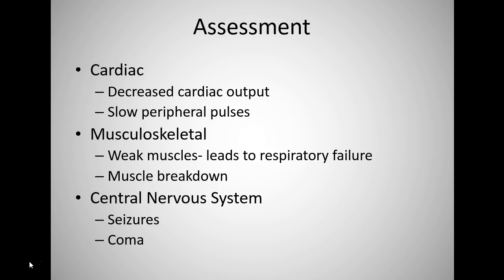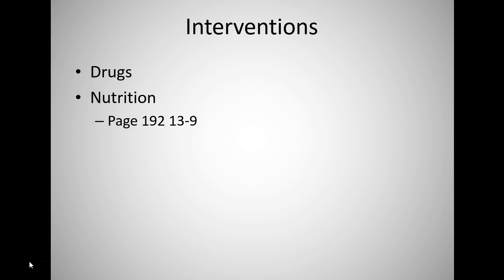Your assessment for this will also be central nervous system, which is seizures and comas. So again, definitely look at page 190 for the seizure precautions. So for interventions, you're going to obviously give them phosphate, and for nutrition, on page 192, 13-9, let's see. Patient and family education, preparing for self-management.